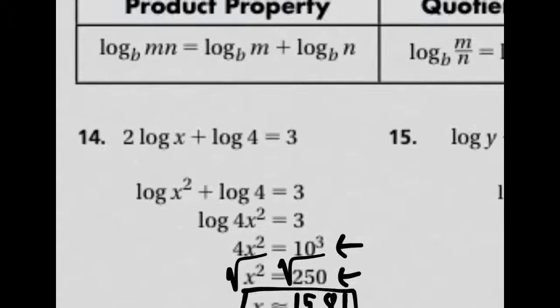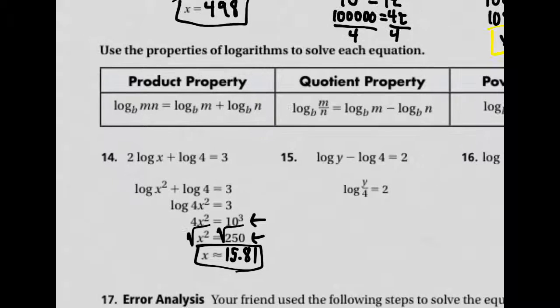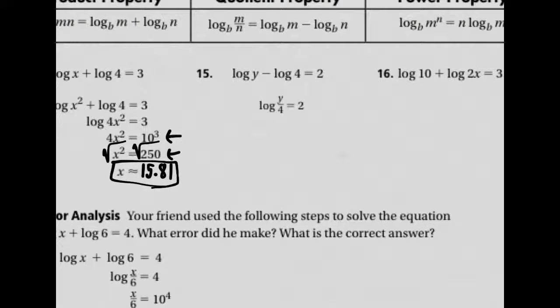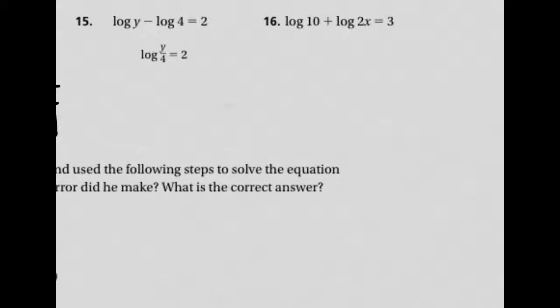Now, 2 decimal places, it doesn't say how many decimal places. We're going to keep using at most 2 if necessary. Alright, let's move on to the next one.